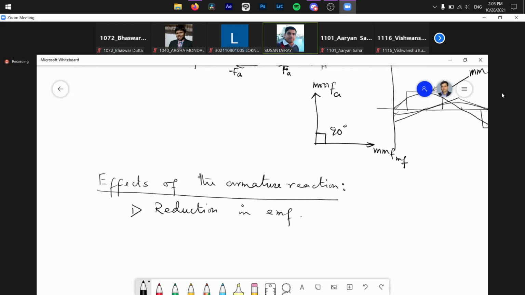Suppose it's a generator. If the armature reaction takes place, the EMF will be reduced. Why? Because the induced EMF, you know the expression, Z by A P phi N. So what are the things we are losing so that we are having the reduction in EMF?